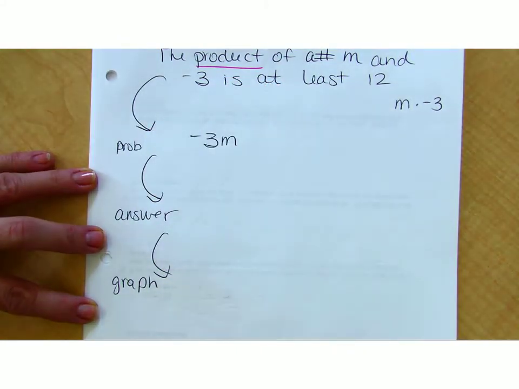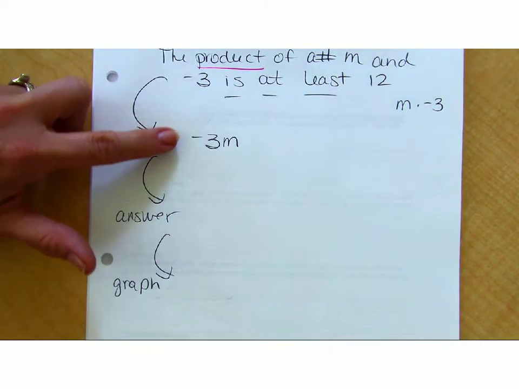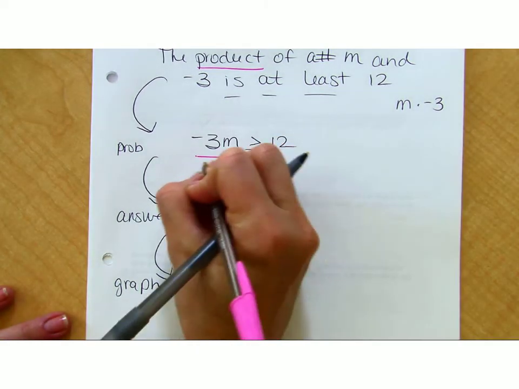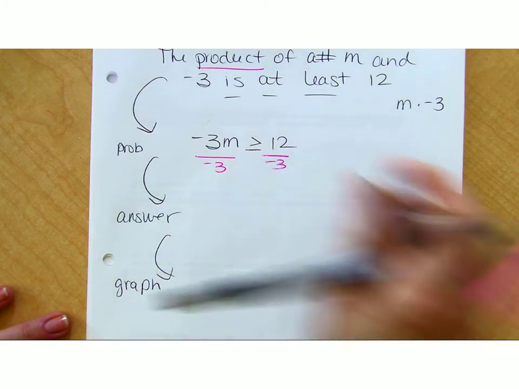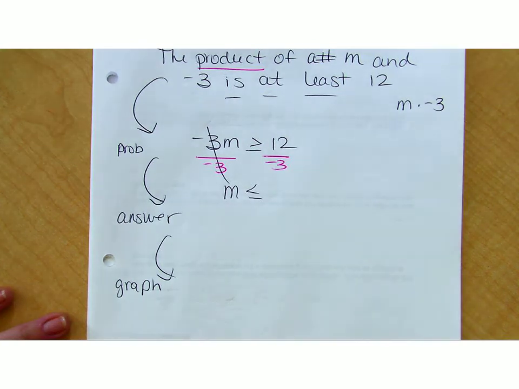Is at least. So this is going to be the smallest it can be. So at least means what? Greater than or equal to 12. And then I'm about to divide by a negative. And when I divide by a negative, I flip the direction and I get -4. Got it? And then I would take that and graph it, okay?